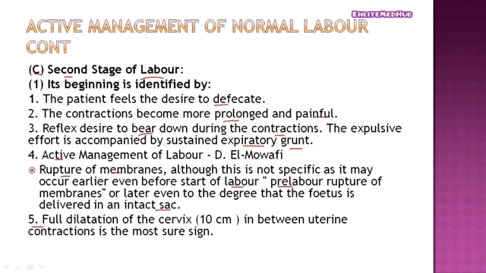Fifth is full dilatation of the cervix. That's 10 cm dilatation in between uterine contractions, which is the sure sign of onset.